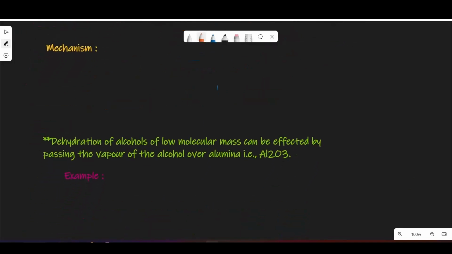Let's see the mechanism. This is also a basic mechanism you should know, because it is very simple. Let's take another example, and with that example I'll explain the mechanism. Let's take this compound, CH3CHOHCH3. Here we are taking a secondary alcohol.